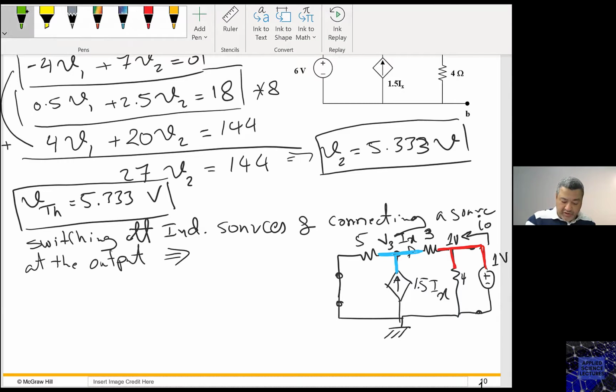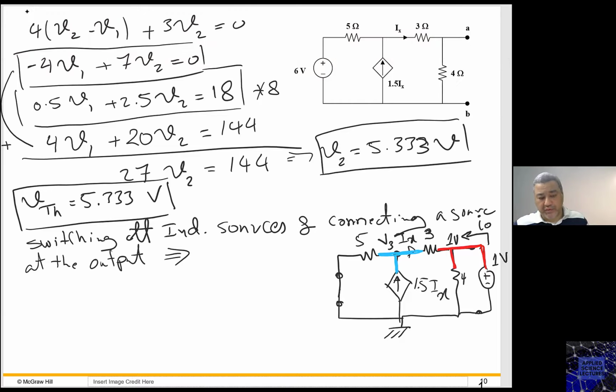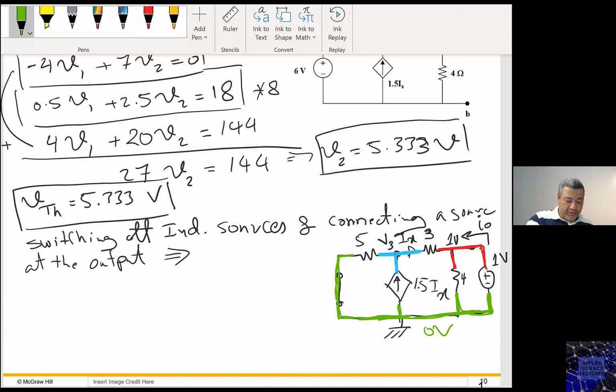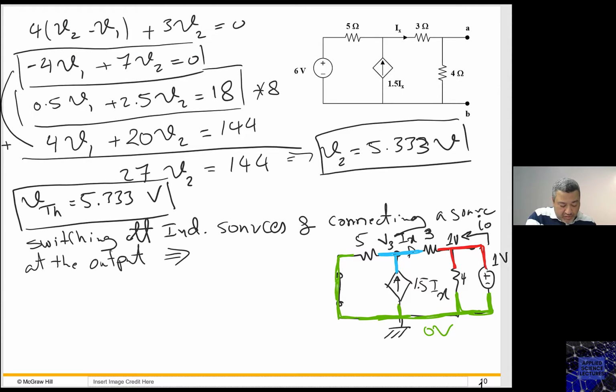And look at the ground. I just want to show you the ground when I switched off the voltage source. What happened? All those are now one node, right? So this is 0 volt. I just need to write one nodal equation at V3. And this is what I'm going to do. So nodal equation at V3.